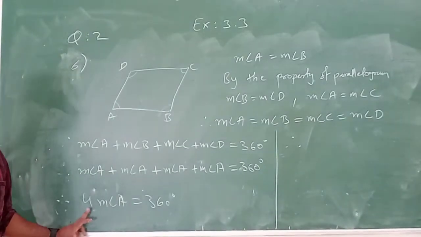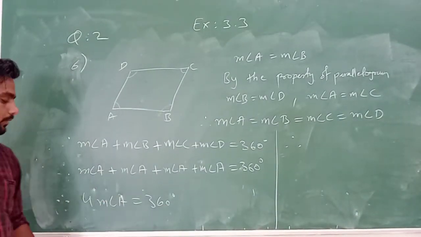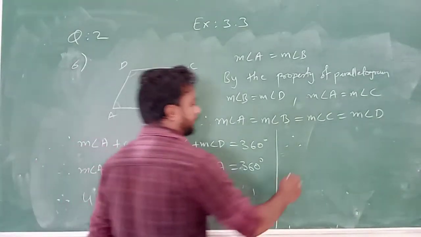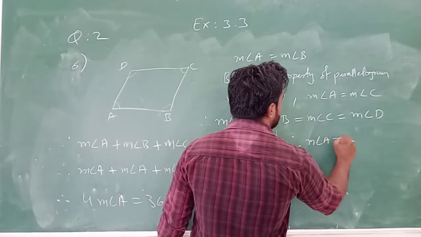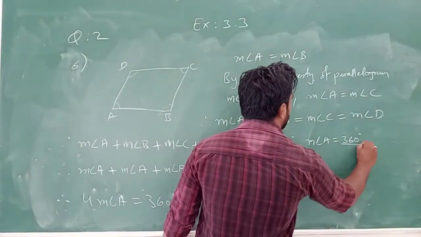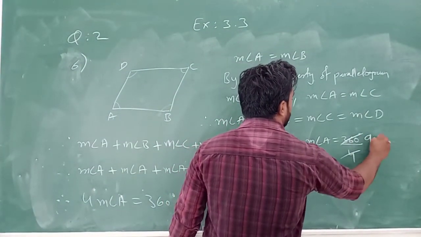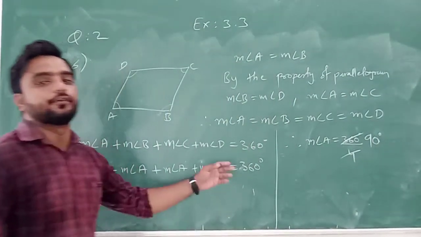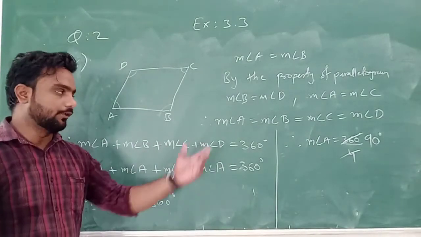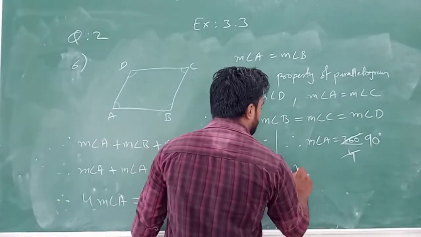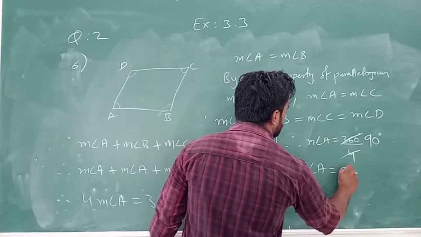Changing the side of the 4, LHS से RHS पे लूंगा, तो measure angle A is equal to 360 degree upon 4. Now 90. So if you divide 360 by 4, that will give you 90. So therefore measure angle A is equal to 90 degree.